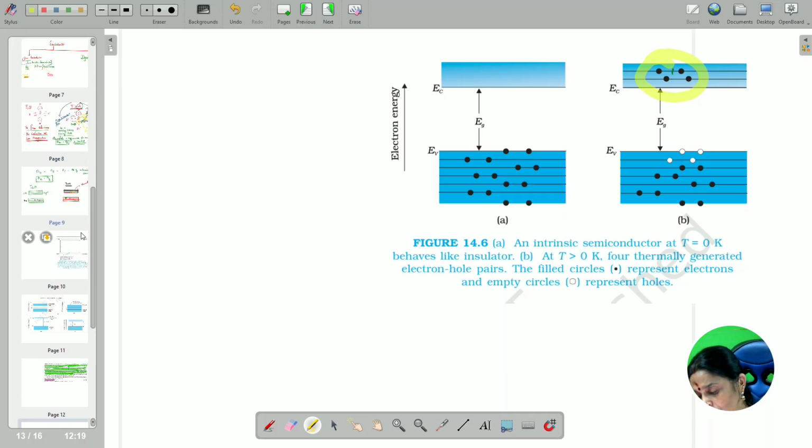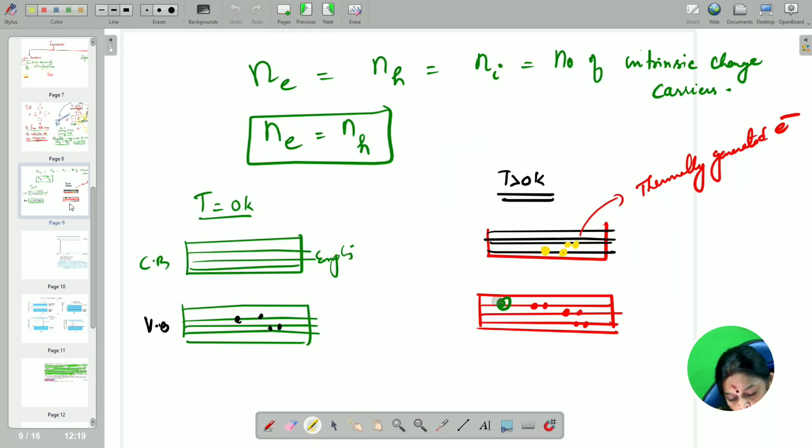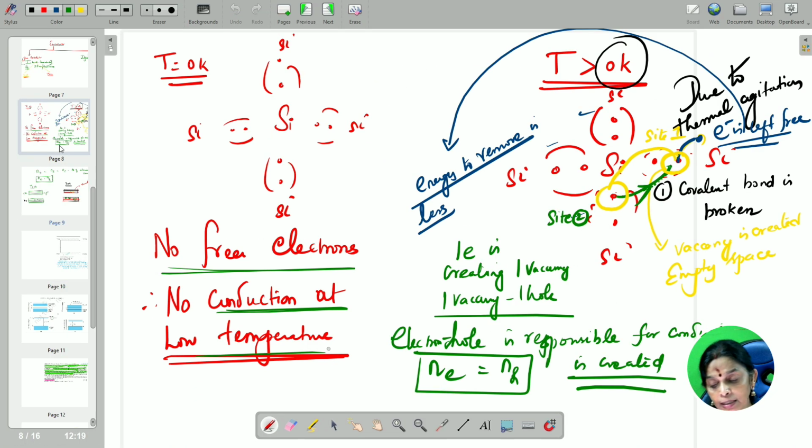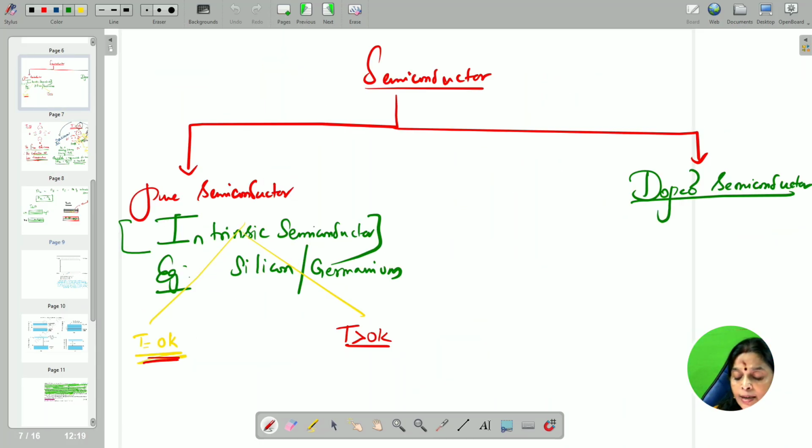So the same thing you have to draw here. In this case 4 electrons are created, so I have to draw 4 holes. So 4 holes I have shown. So this is all about intrinsic semiconductor. Now come back here. I was talking about intrinsic semiconductor, that is called a pure semiconductor.